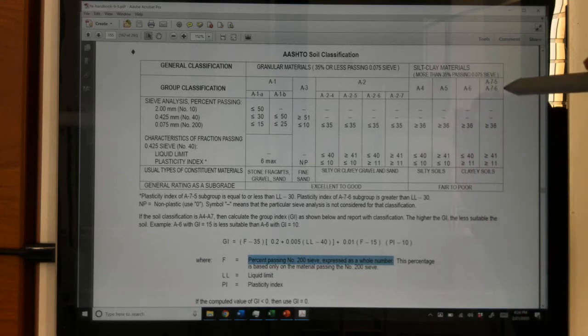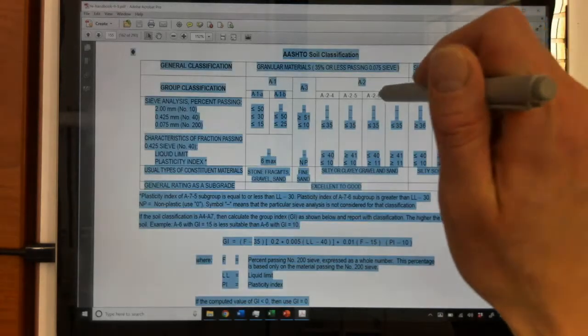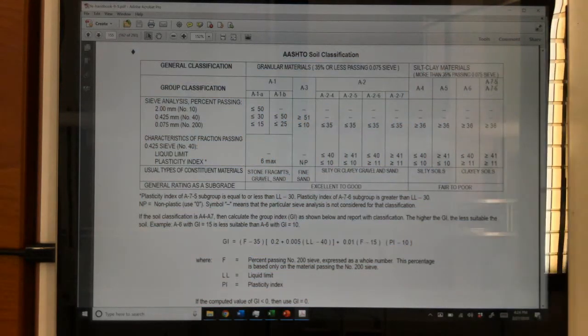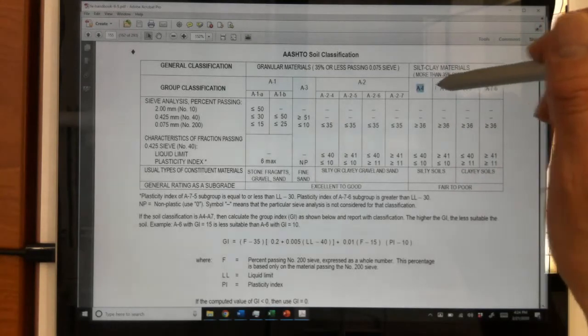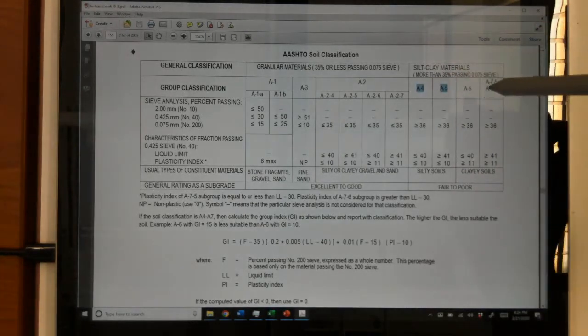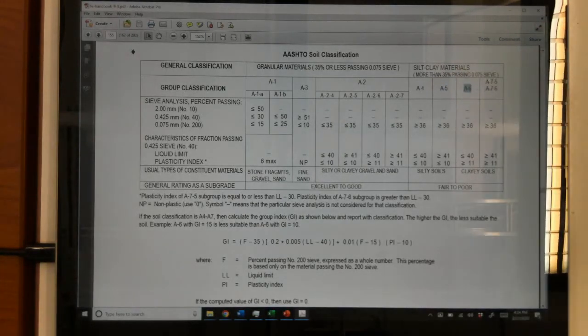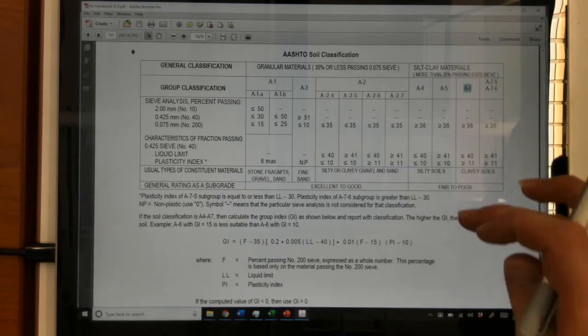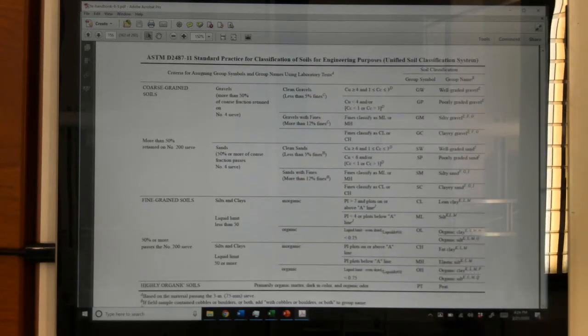And the options that you would be coming up with, so instead of a CL for a type of clay, you would be coming up with this A4, A5, A6. Those are the answers to those kinds of questions. Here, this should look more familiar.